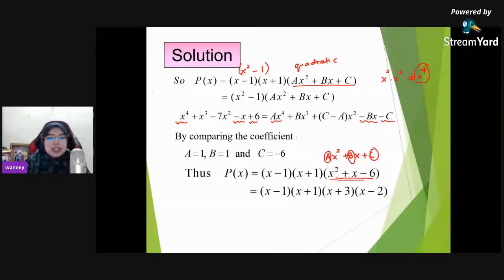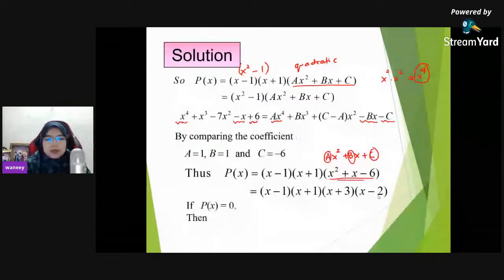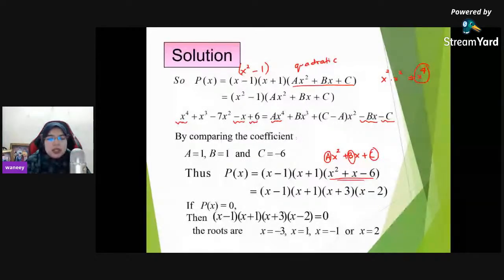Okay, so we can actually factorize them to become (x plus 3) and (x minus 2). So (x minus 1)(x plus 1)(x plus 3)(x minus 2). Okay, so now, if P(x) is equal to 0, then everything is equal to 0. Therefore, the roots are x equal to negative 3, x equal to 1, x equal to negative 1, or x equal to 2. So we're going to list down all the roots. Okay, so those are the roots. I think that's it for example 4. So yang ini je, example 4.